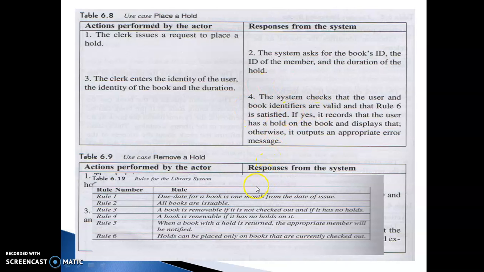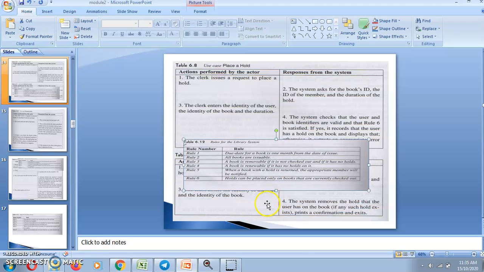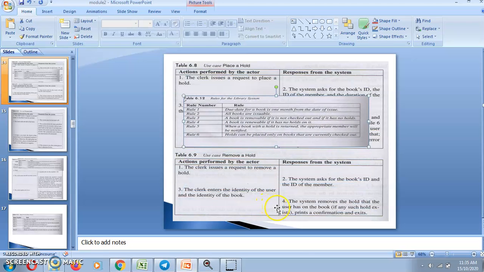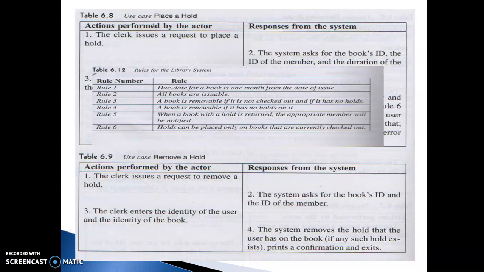Okay. Here, after placing a hold, we have a use case, remove a hold. We'll again shift this table over here for our explanation. Okay, let us enlarge this one. Remove a hold. Now, in the previous use case you had placed a hold on a book. Now remove that hold. It means that the book you are holding, you want to remove that.